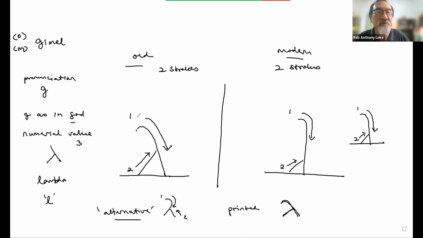So Gimel, G sound, G as in God. Okay, so the writing part, you can see a curve and a vertical bar, and then a short stroke. Or you slant it a bit, vertical bar, and then short stroke. That's Gimel.